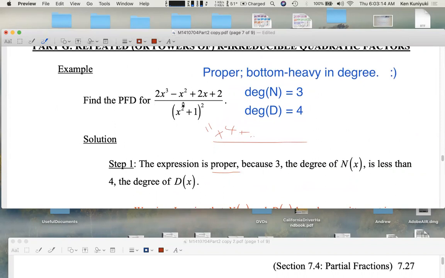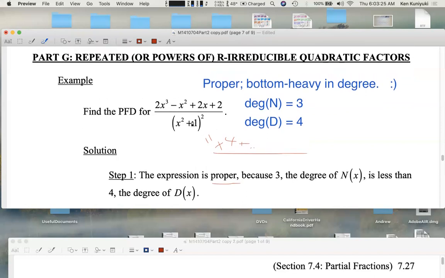Now, don't worry so much about the top. That could have been a 1 just as well. This thing is bottom heavy. When it comes to figuring out the PFD form, we have here repeated or powers of a quadratic factor that is prime over the reals. This quadratic has no real zeros, x squared plus 1. What is the form? It's going to be what fraction plus what fraction?